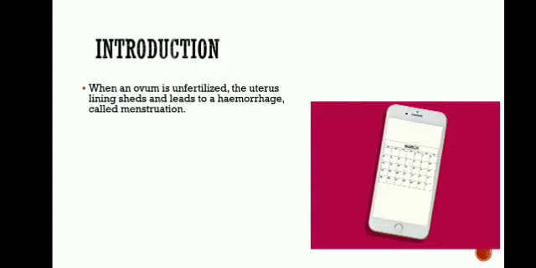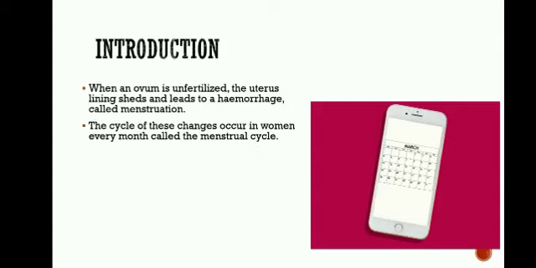So, let's begin. The female reproductive system undergoes a complex cycle regulated by a series of hormones. When an ovum is unfertilized, the uterus lining sheds and results in a hemorrhage called menstruation. The cycle of these changes occurs in women every month, called the menstrual cycle.